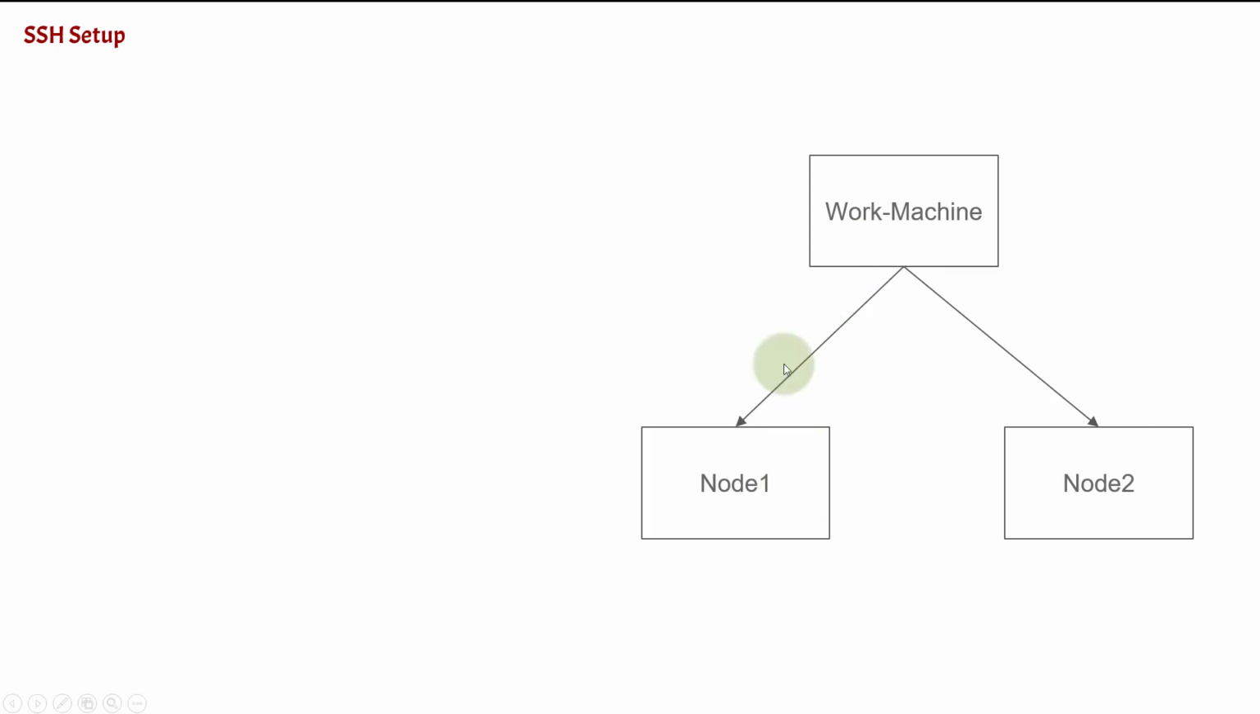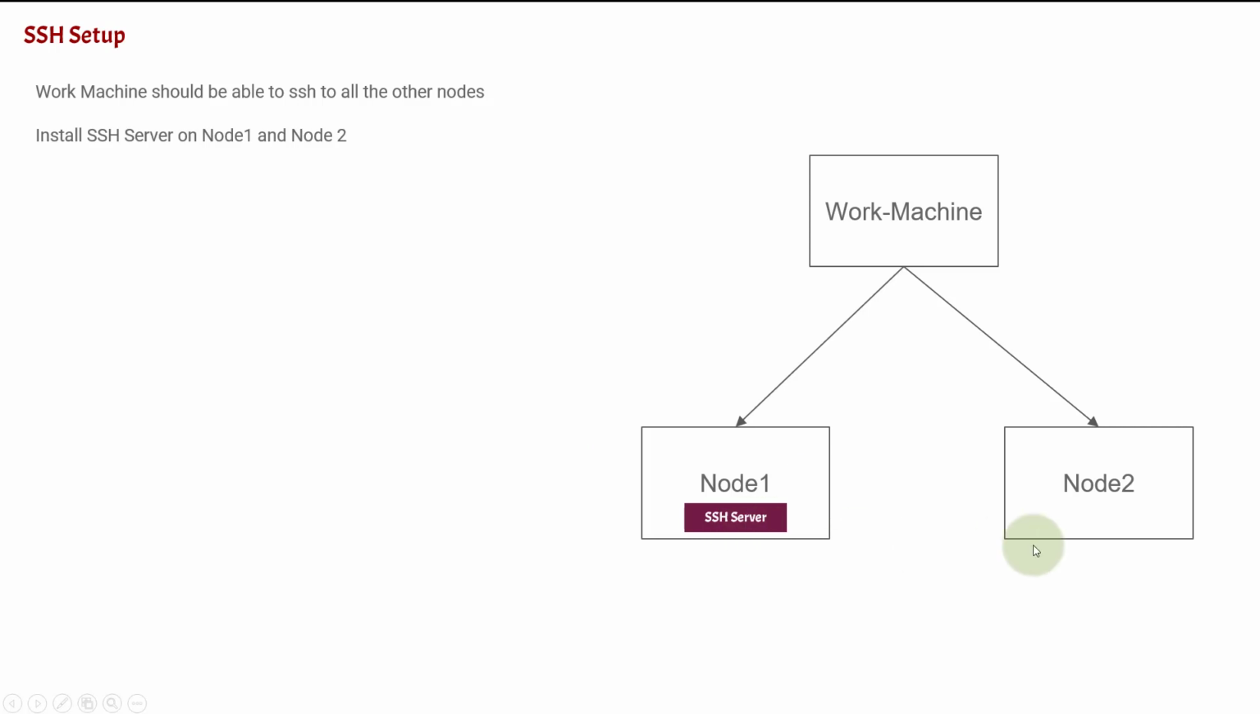So work machine, node 1 and node 2 are there. The work machine should be able to SSH to all the other nodes. So what we need to do is install an SSH server on node 1 and node 2. So this is an SSH server, this is an SSH server. These two nodes will have the SSH server running.